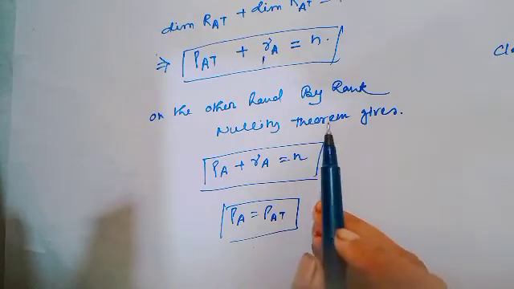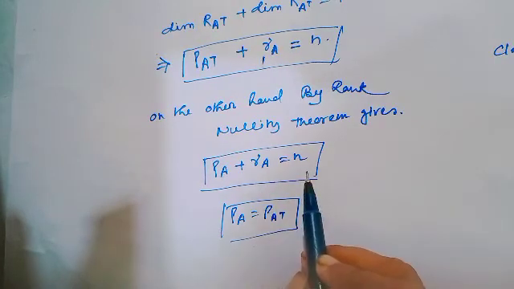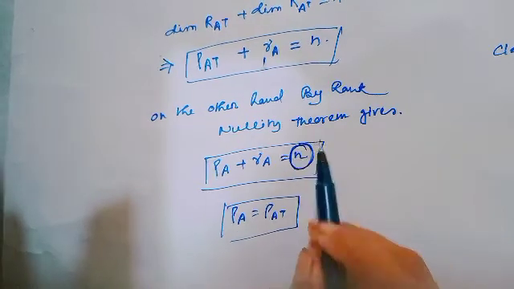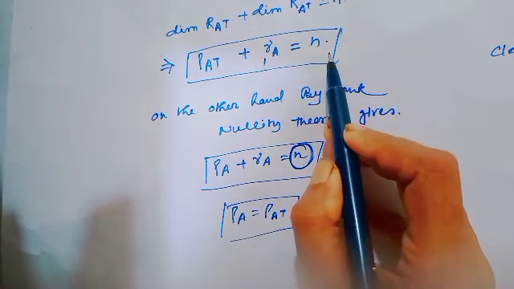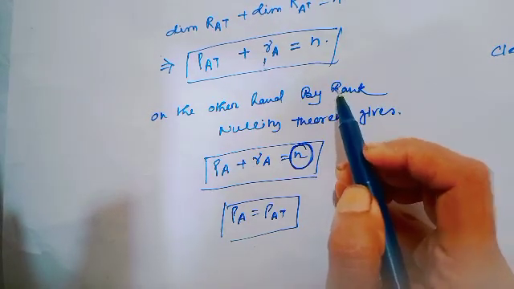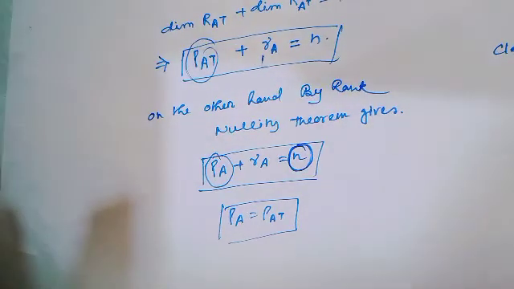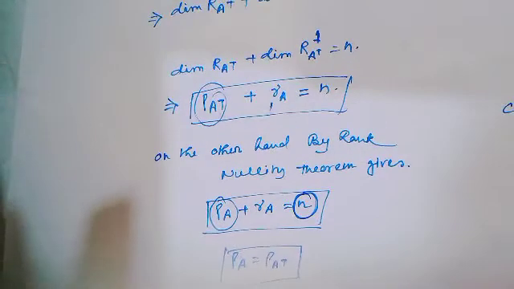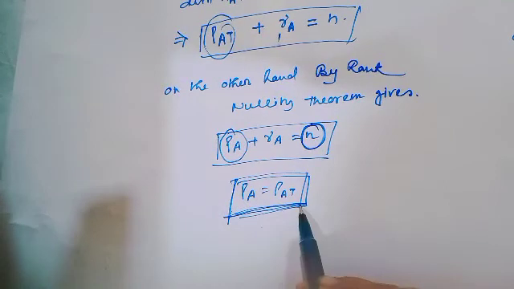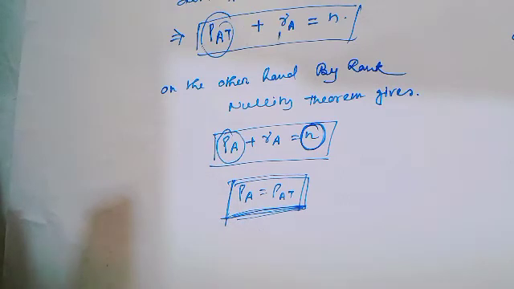Okay. On the other hand, the rank-nullity theorem gives rank of A plus nullity of A equals the dimension of the domain, which is equal to n. Therefore, if you equate these two equations, then obviously the rank of A and the rank of A transpose are always equal. Are you getting it? And this part is very important for any competitive exam. Rank of A and rank of A transpose are always the same.